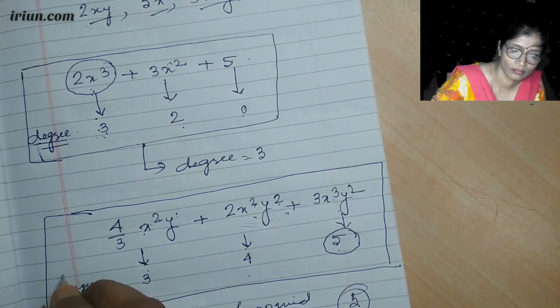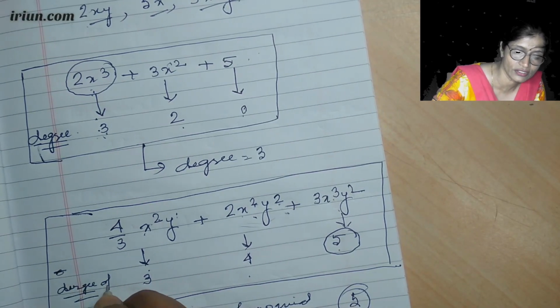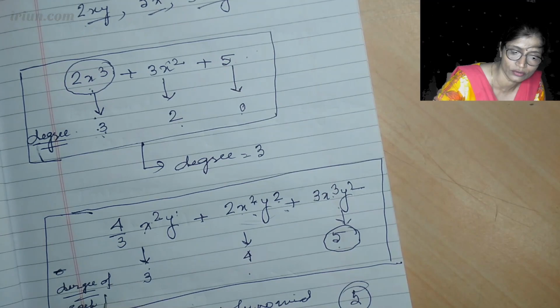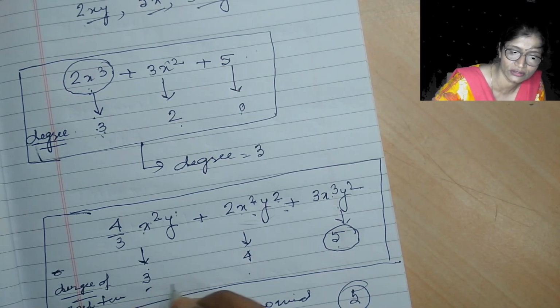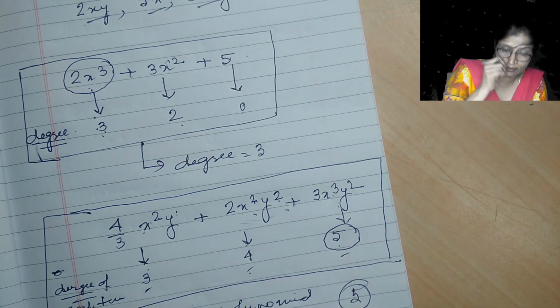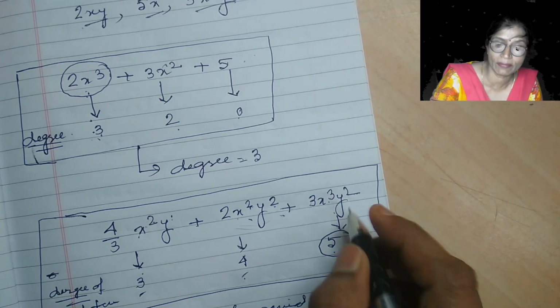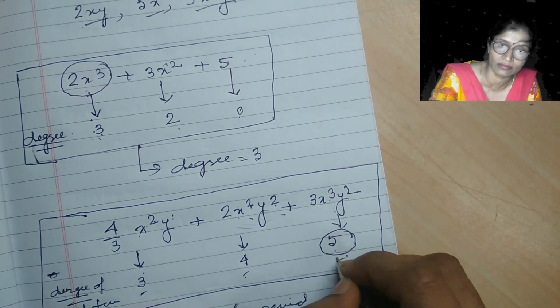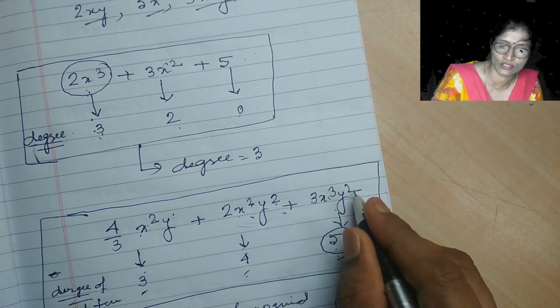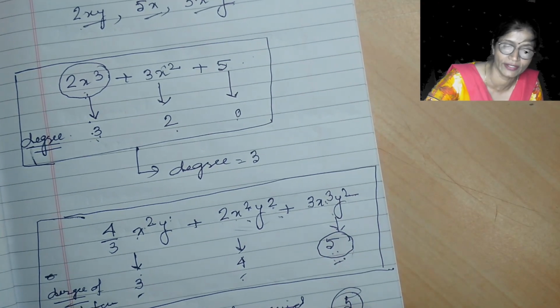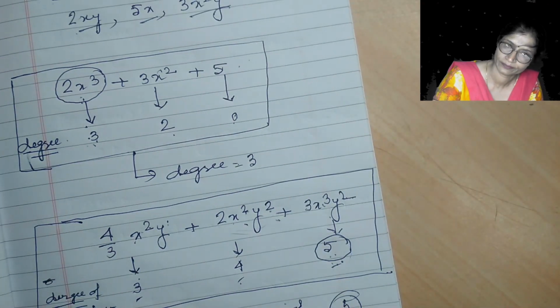Each term, the degree of each term, first we have to find it out. Each term, so this is this and this. And the term which is to the maximum power. So 3 plus 2, 5 power. So that will be the degree of the whole expression.